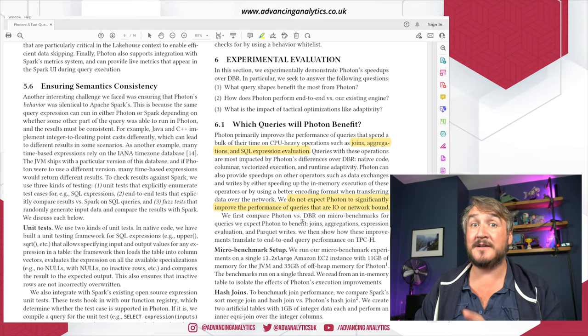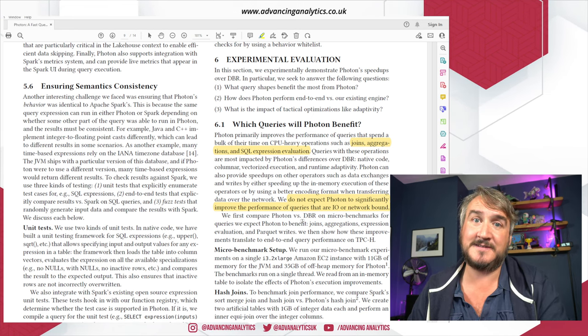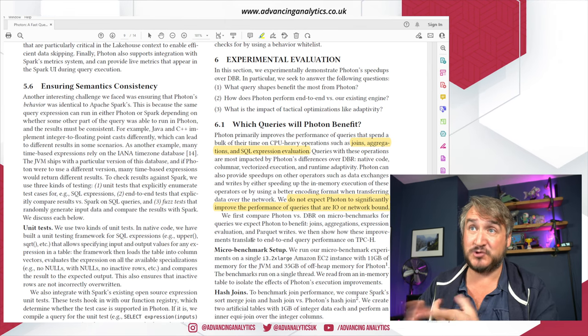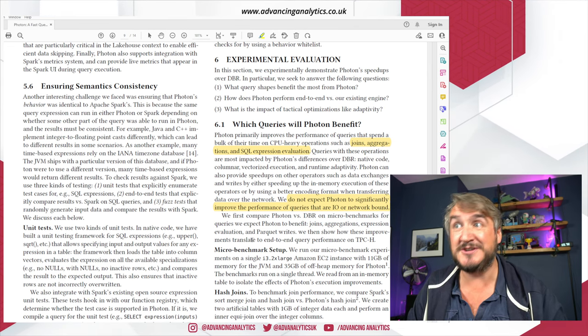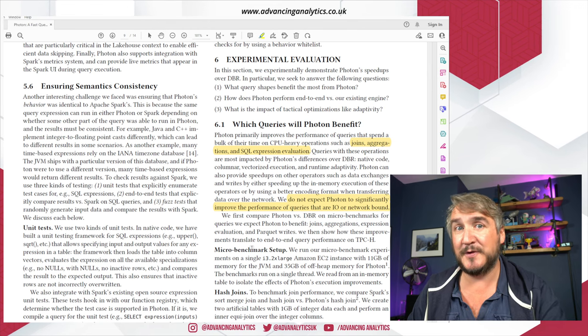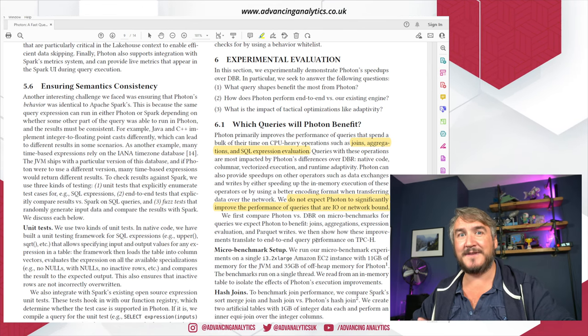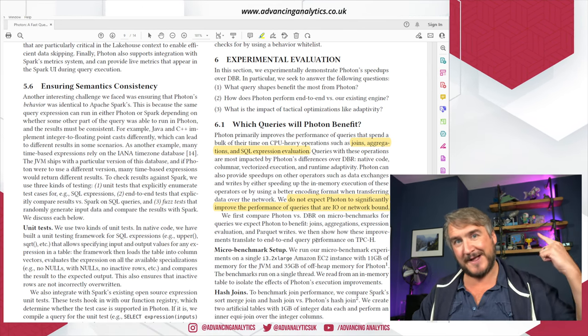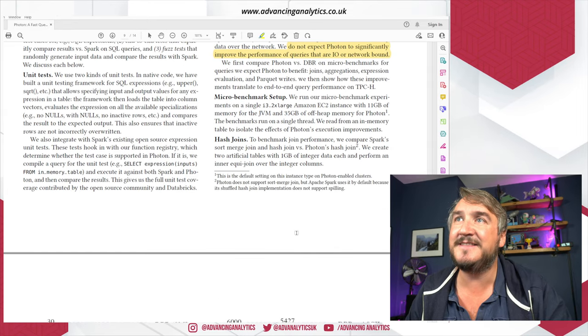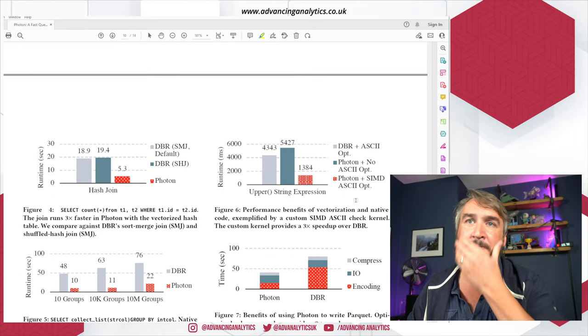But if your queries are hitting execution bottlenecks, and it's execution bottlenecks that we're talking about, joins, aggregations, and SQL expressions, which is most of them, then that is what Photon's for. Hopefully that all now makes sense because you're thinking about how they've implemented it and what's actually in there that's going to make it faster.